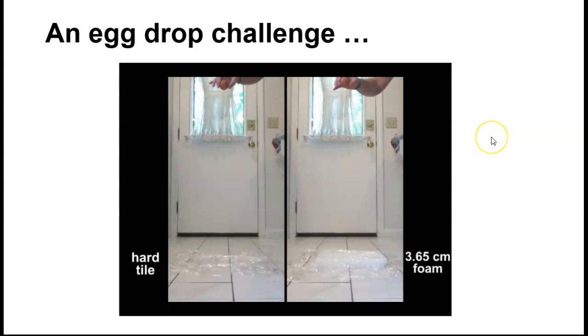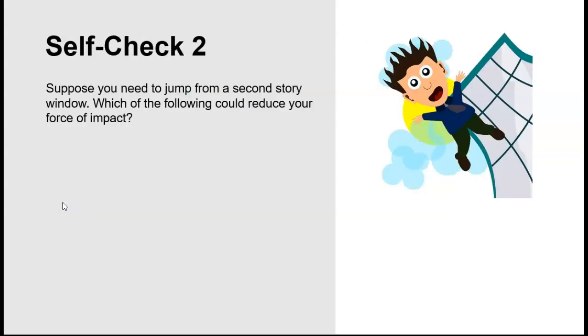So in this video, we're going to drop the egg on the left on the hard tile, and we have just a teeny bit of bubble wrap on the right, enough to increase the time that decreased the force on the egg. Let's do a quick self-check to make sure you understand impulse.